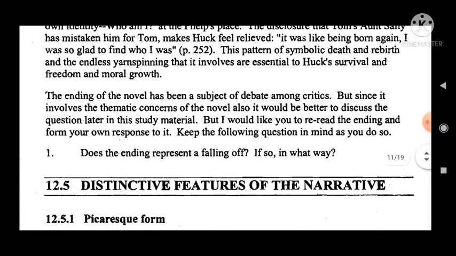This pattern of symbolic death and rebirth and the endless yarn spinning that it involves are essential to Huck's survival and freedom and moral growth.